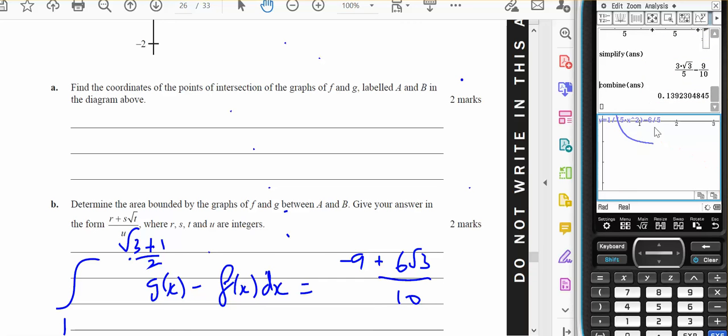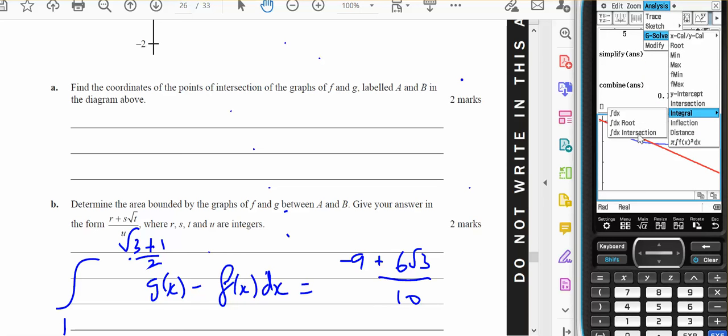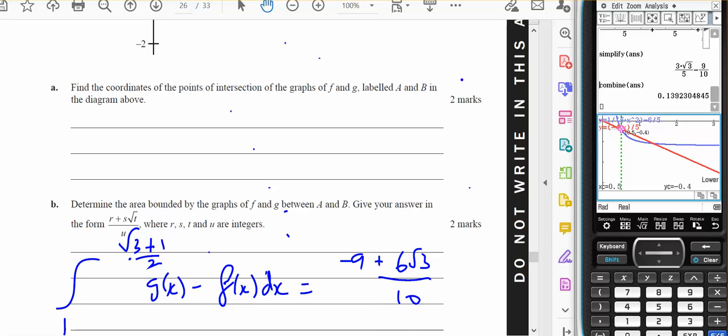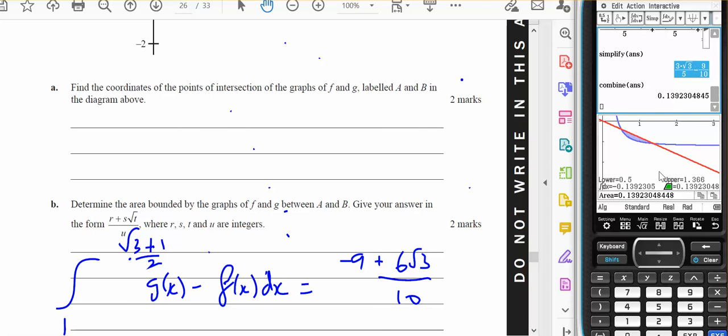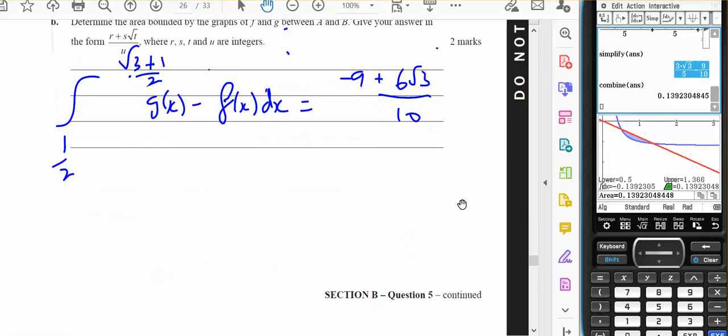And if I come to here and I do analysis, G solve, integral, intersection, I'll accept the first one, yes. Come across to the second one, yes. And I'm looking for 0.13927, and that's exactly what I got up here. So I know that that answer is correct. Beautiful. So that's part B.